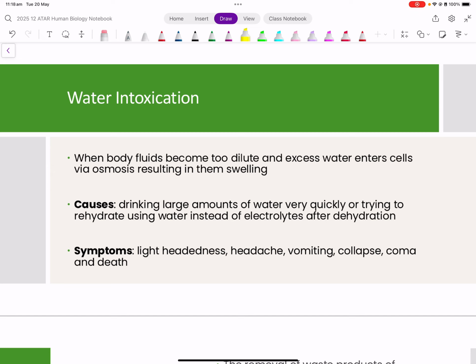So the opposite to dehydration, a little bit rarer this one, is water intoxication. And this is when too much water is consumed. Now, why you'd be drinking too much water, that's a great question. But effectively using water instead of electrolytes following excessive dehydration can lead to water intoxication. Some symptoms are very similar, in fact, to dehydration: lightheadedness, so dizziness, headaches, vomiting, and then in extreme circumstances, again, coma and death.